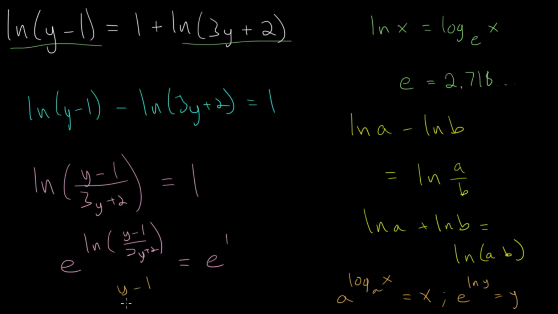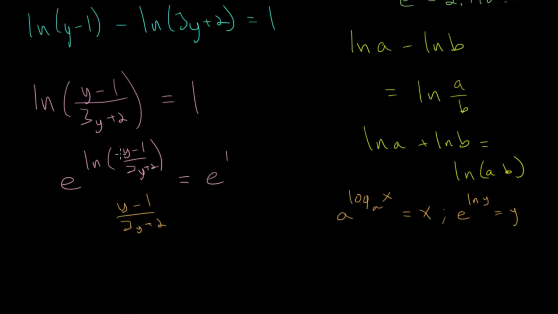We have (y - 1)/(3y + 2). Let me scroll down a bit, and let me clarify this. This is a 3 here, and all of this is just equal to e. And from here, we can solve this rational equation for the variable y.